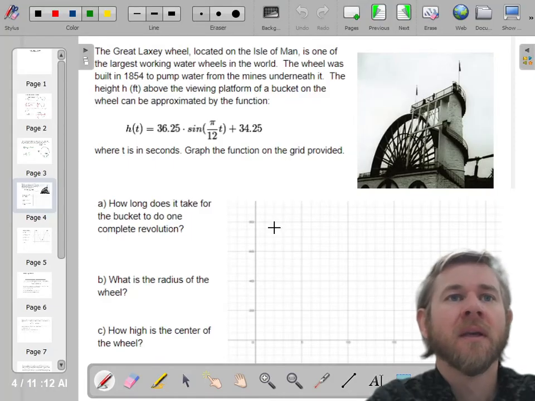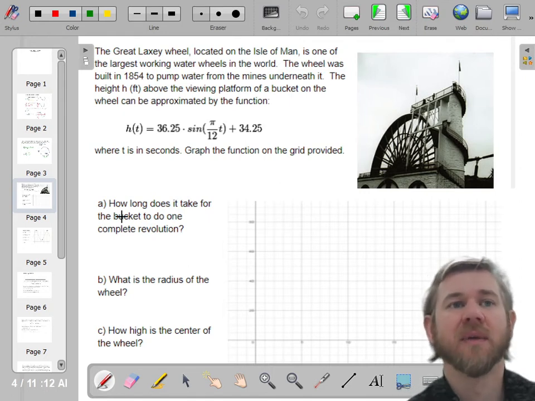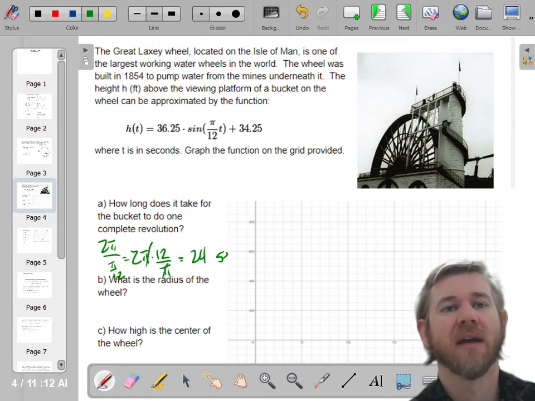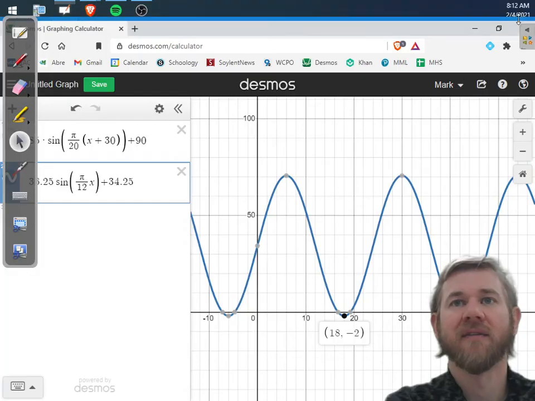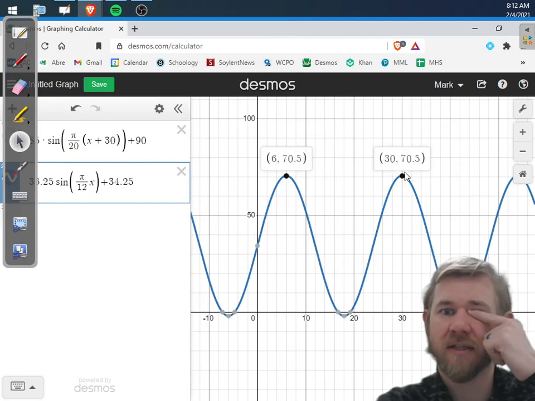So what do we know? How long does it take for the bucket to do 1 revolution? We just have an equation. We can say it's 2 pi divided by pi over 12, which is 2 pi times 12 over pi, because you copy, change, flip, and that's 24 seconds. You can see on my graph, we'll just go from the top to the top. 6 to 30 is 24 seconds.